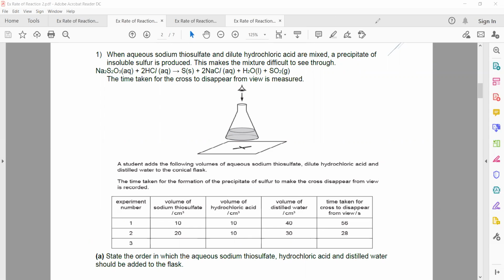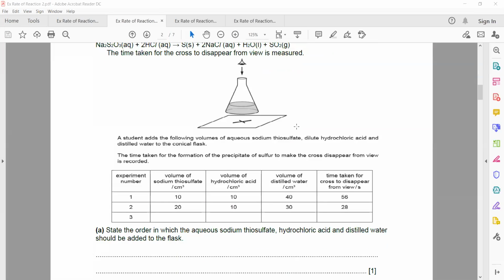So the question is which order we should add, because sodium thiosulfate and hydrochloric acid are the reactants. The purpose of the water is to make the final volume the same for each experiment. So which order should we add them? What should I add first? We have sodium thiosulfate, hydrochloric acid, and distilled water. Water is just to make the total volume the same for all the reaction mixtures.